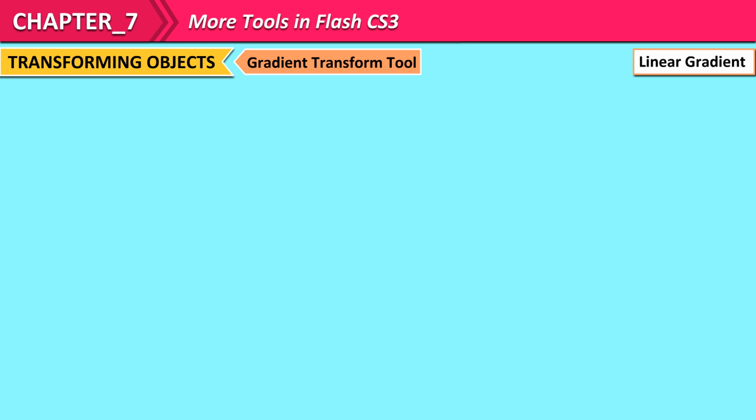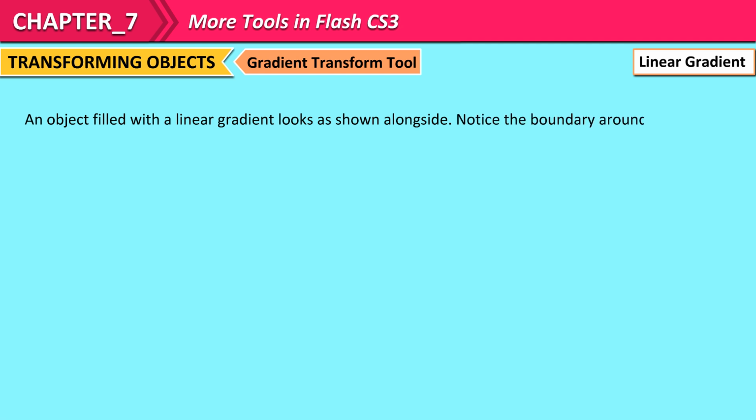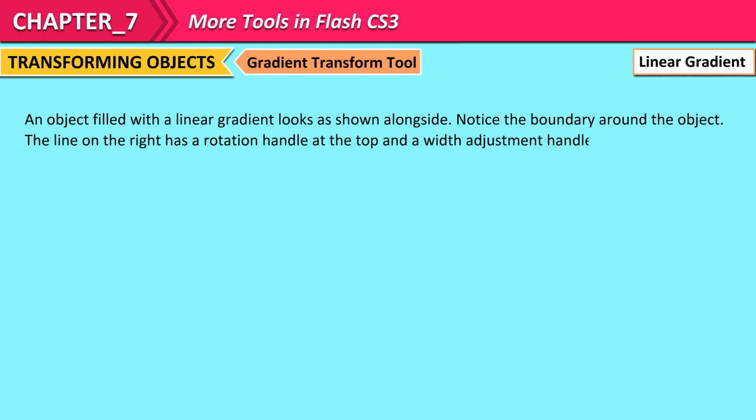Linear gradient. An object filled with a linear gradient looks as shown alongside. Notice the boundary around the object. The line on the right has a rotation handle at the top and a width adjustment handle in the middle. Given below are the steps to transform the gradient.